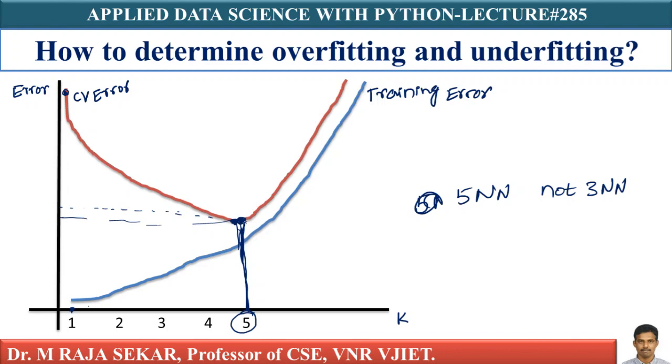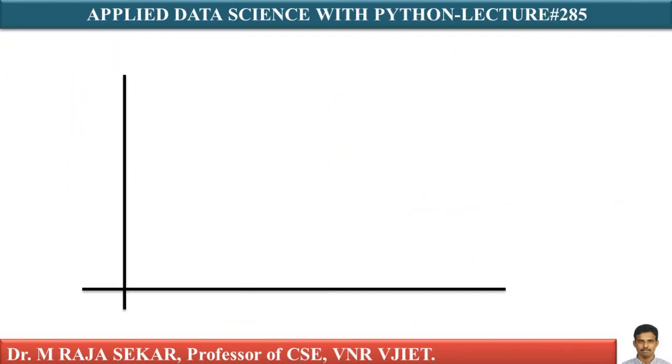How did we pick our 5? That's important. If I am using the simple scheme of D train, D cross validation, D test, which we discussed in our previous classes, this procedure I already discussed. How did I calculate my k? I pick my k using cross validation.